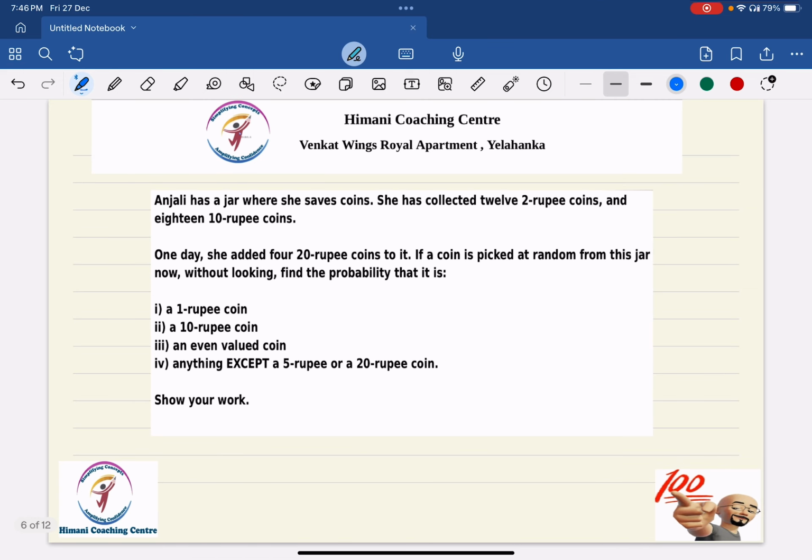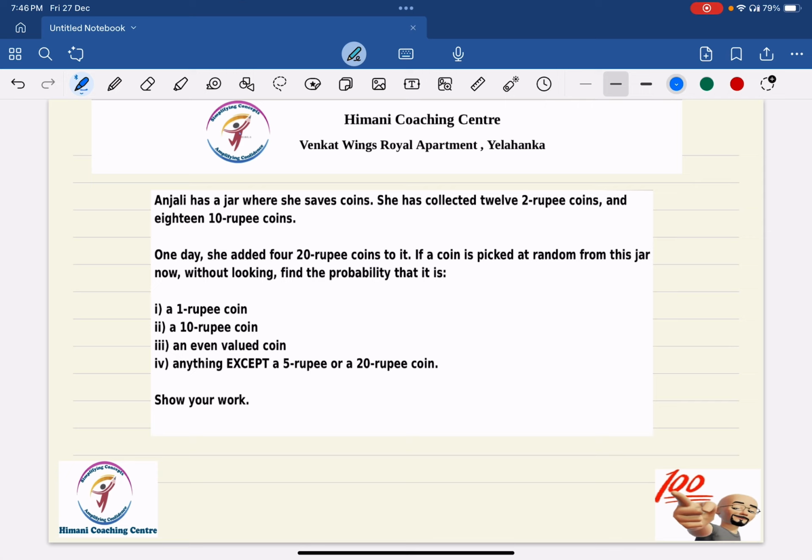Okay, let's move to the next question. Anjali has a jar where she saves coins. She has collected 12 2 rupee coins and 18 10 rupee coins. One day she added 4 20 rupee coins to it. If a coin is picked at random from this jar now without looking, find the probability that it is a 1 rupee coin, a 10 rupee coin, an even valued coin, anything except a 5 rupee or a 20 rupee coin. Show your work. Okay, you have to show the work here.